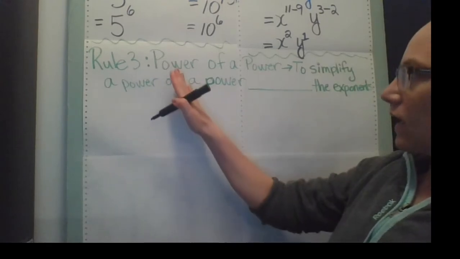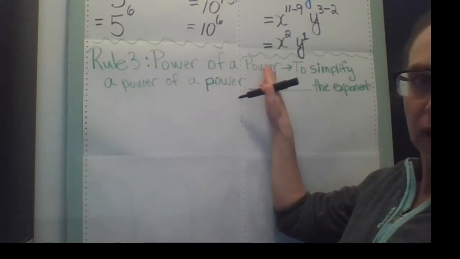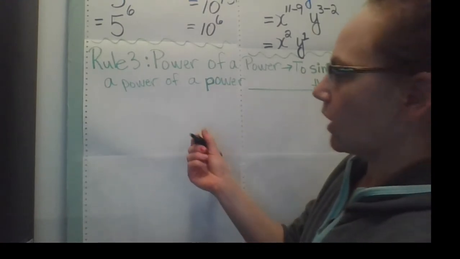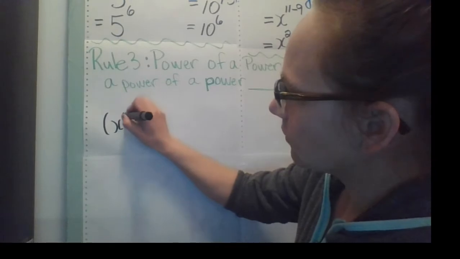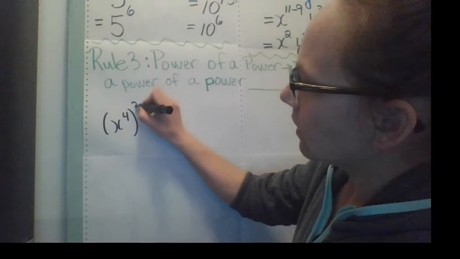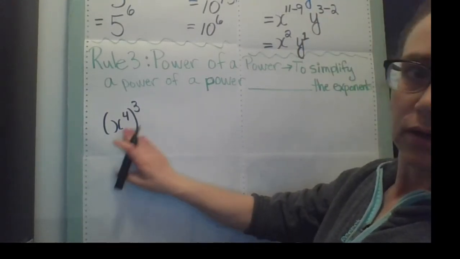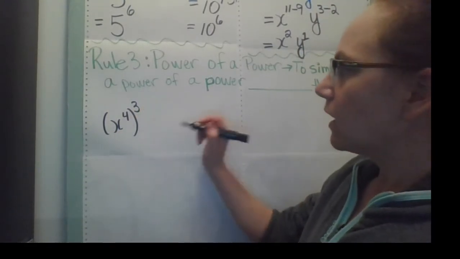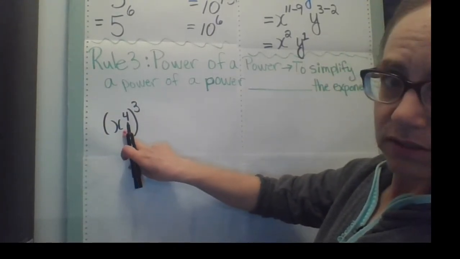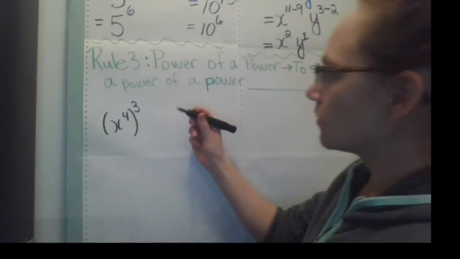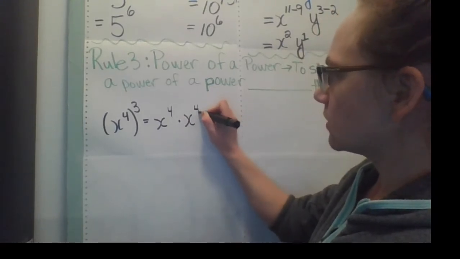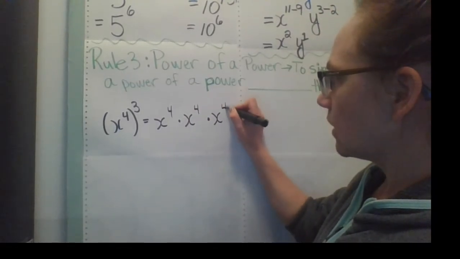Okay, so now we want to look at rule 3, which is a power of a power. So to simplify a power of a power, what does that even mean? Okay, so let's say I have x to the 4, which is a power. And then outside my brackets, I'm going to give it another exponent. So now I have a power to a power. And to figure out how to do this, again, I'm going to expand things out. So x to the 4th is my new base, and I want to cube it. So I want it 3 times. So I've got x to the 4 times x to the 4 times x to the 4.